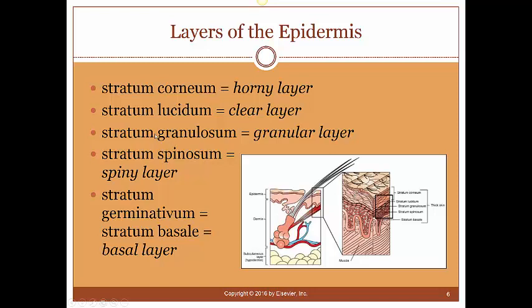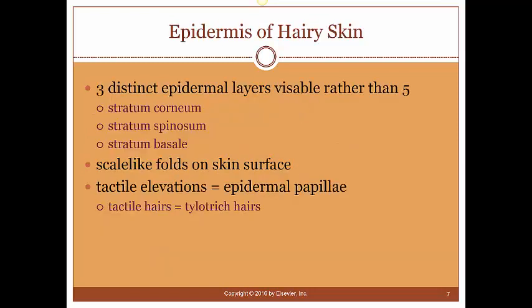What happens when we're looking at distinct layers is that sometimes we can lose the distinct layers of the lucidum and granulosum. These cells still exist, but most of the time they're interspersed in the spinosum and the corneum layer, and we can't see them as a distinctive layer going across, meaning there's not a whole bunch of those cells packed together. Instead, there's the occasional ones that we see in the spinosum and the corneum. And so in our thinner skin, we can see 3 distinct epidermal layers instead of all 5. We're always going to see the basal, the spinosum, and the corneum.